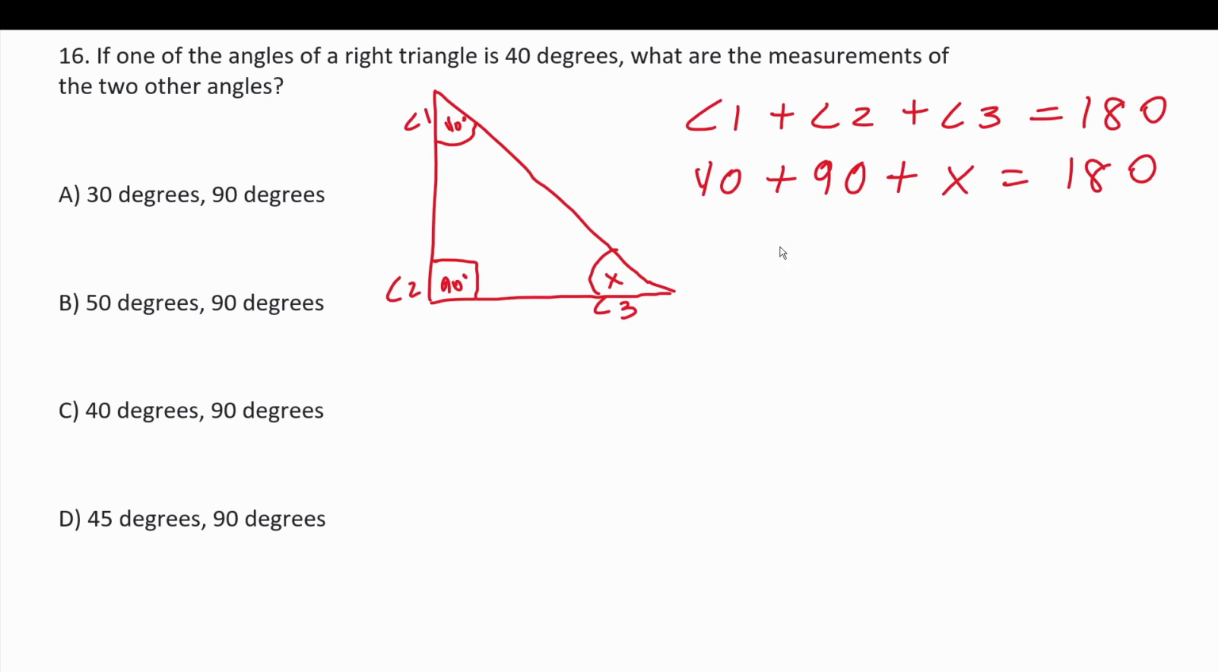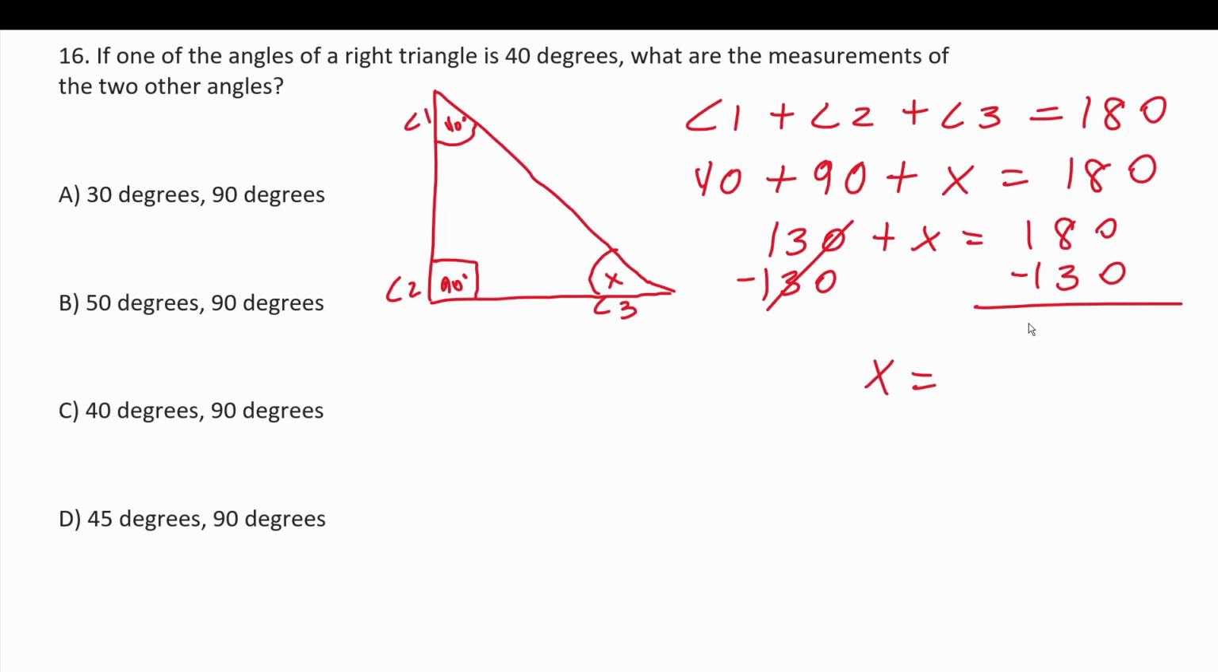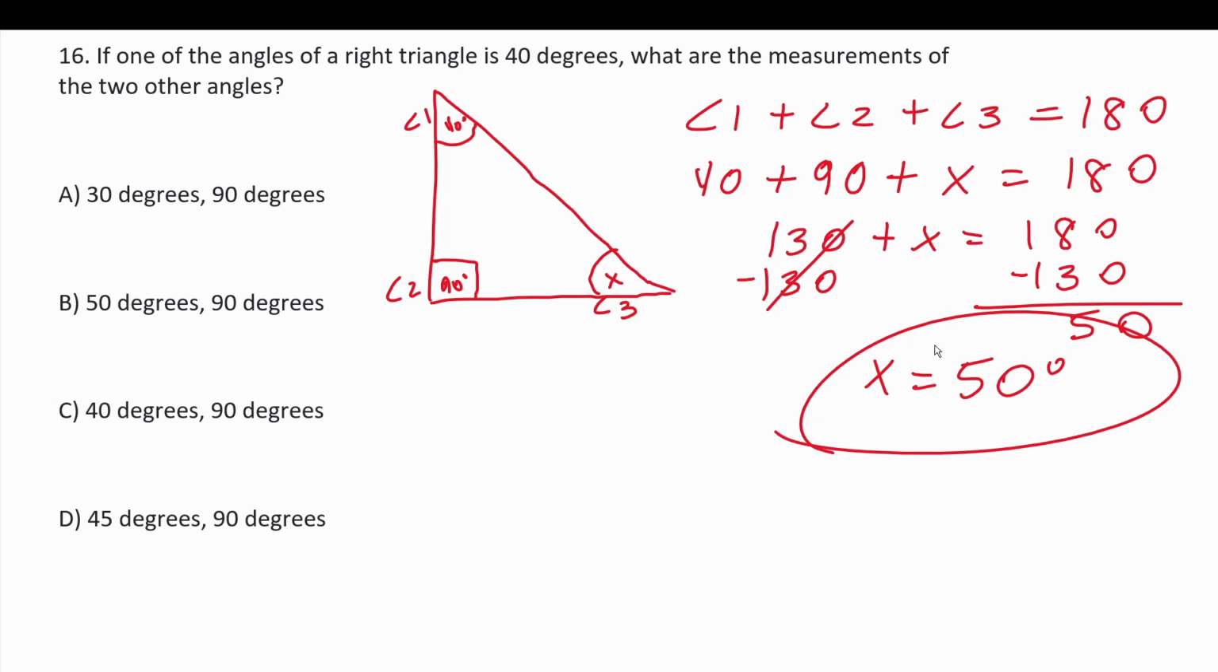90 plus 40 is 130, plus x equals 180. Again, we're going to subtract 130 from both sides to get x by itself. This crosses out, leaving you with x equals 180 minus 130, and we can work that out very quickly. 0 minus 0 is 0. 8 minus 3 is 5, and 1 minus 1 is nothing. So we can see x in this case, which is this angle right here, must be 50 degrees. So the other two angles are 90 degrees and 50 degrees, which is answer choice B.